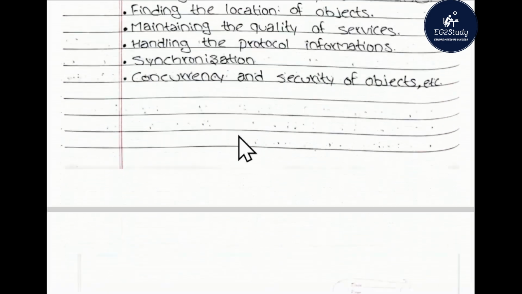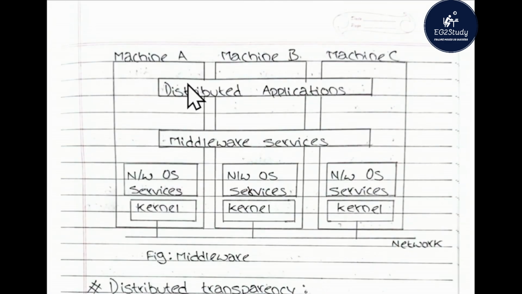As we can see in the diagram, here are machines A, B and C, which have their own kernel and network operating systems, connected on the network, and middleware services are kept in between the network operating systems and the distributed applications. This is the diagram of middleware.